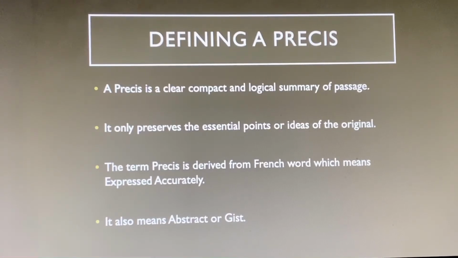The term Precis is derived from a French word which means expressed accurately. So this in fact I wanted to tell you. You would wonder what the word Precis would mean. It is a French word meaning expressed accurately, properly, precisely, logically, to the point. So definitely you cannot at all afford to miss out the important points in writing a Precis. It also means abstract or gist of it.